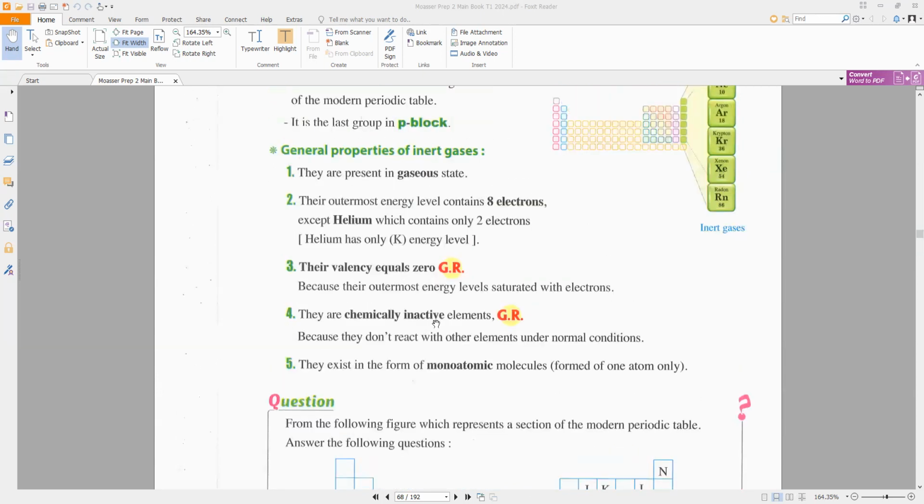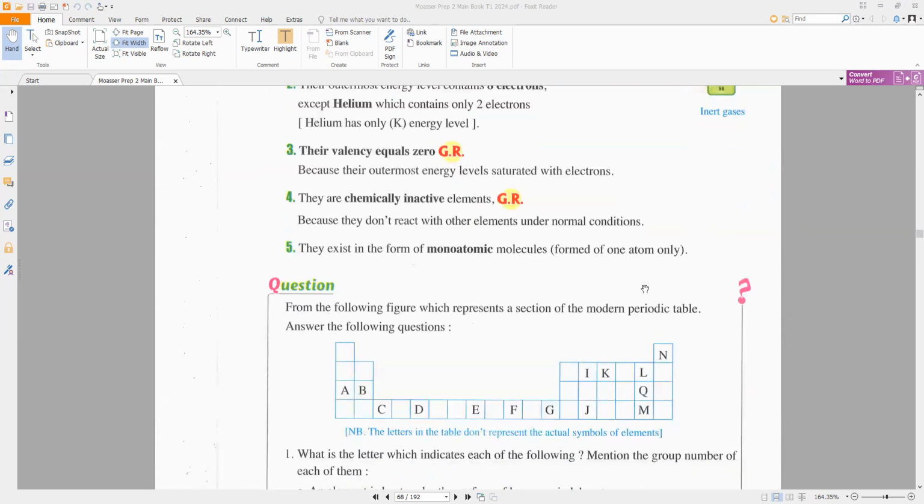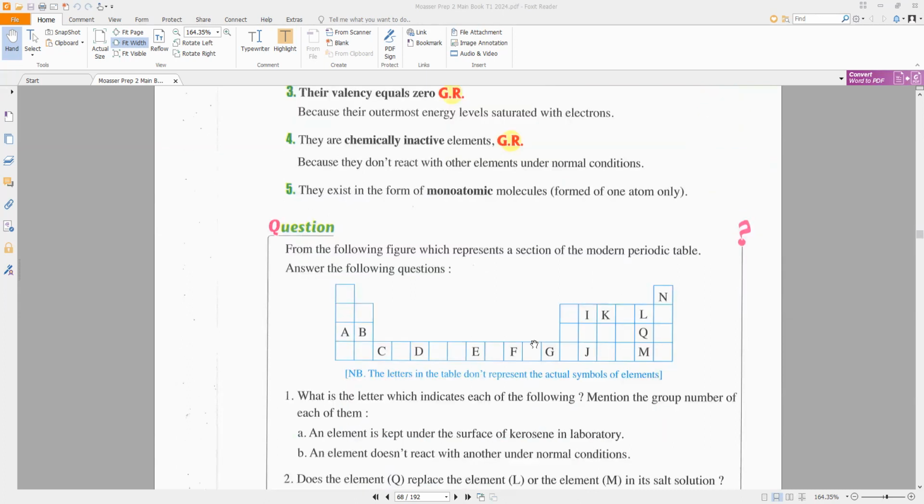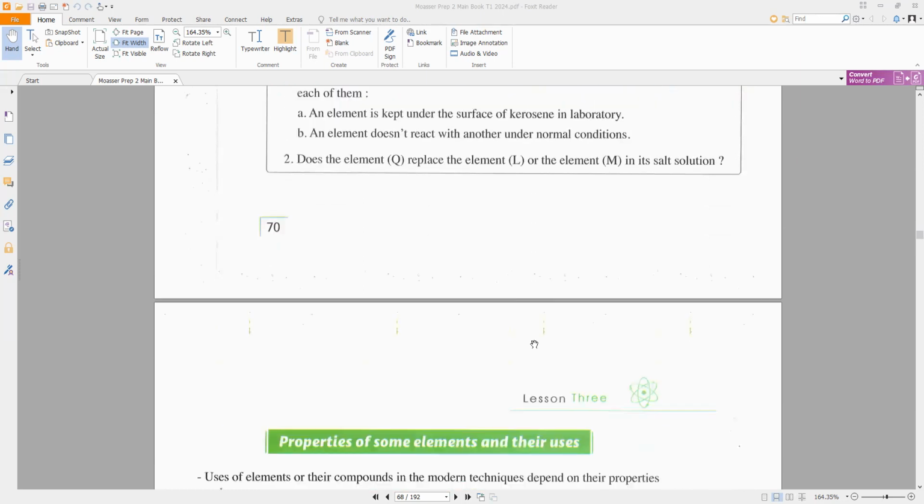All of them are inactive. We call it inactive because its outermost is completely filled with 8 electrons, so it doesn't react with any other metal under normal conditions. All of them are monoatomic. Monoatomic means its molecule consists of one atom only, one element only. This is about noble gas.